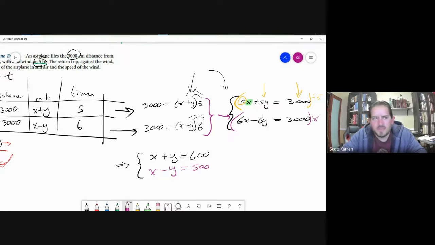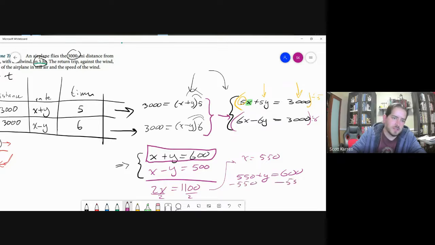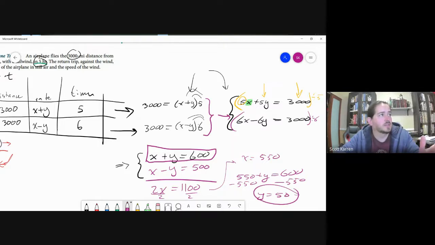Right? And now I don't even have to bother with substitution. I'm just going to combine the two. This gives me 2x on the left equals 1100 on the right. And if I divide by 2, then I get x is 550, right? And that's how fast the plane was going, right? How fast is the wind? Well, plug in x into here. That gives me 550 plus y is equal to 600. So if we subtract 550, we can see pretty easily that the wind is 50 miles an hour, or 50 whatever units we're talking about. Miles per hour.